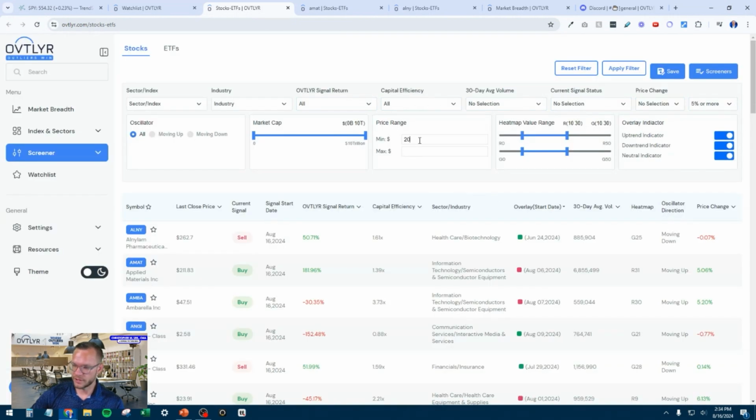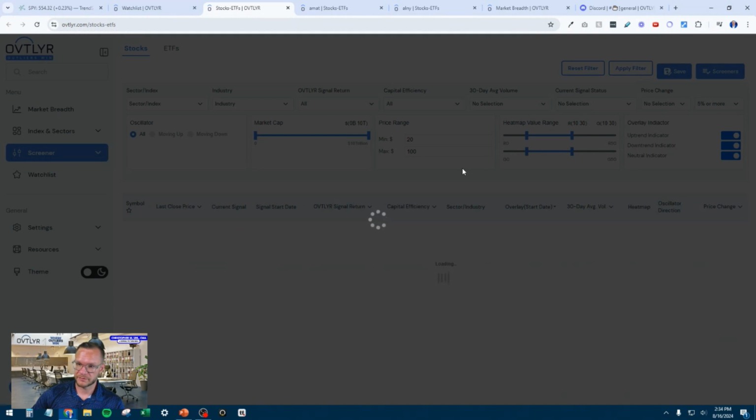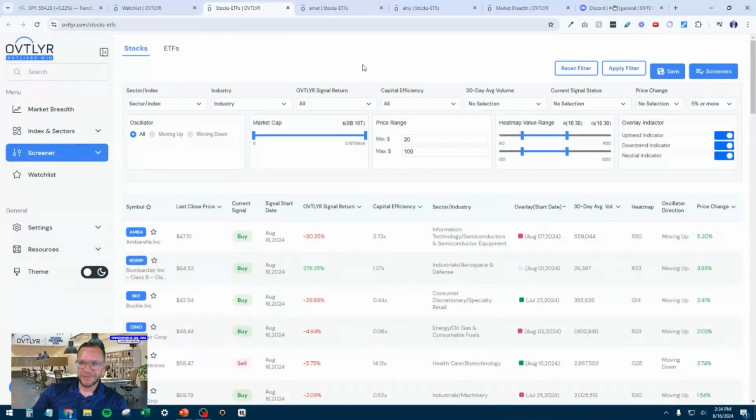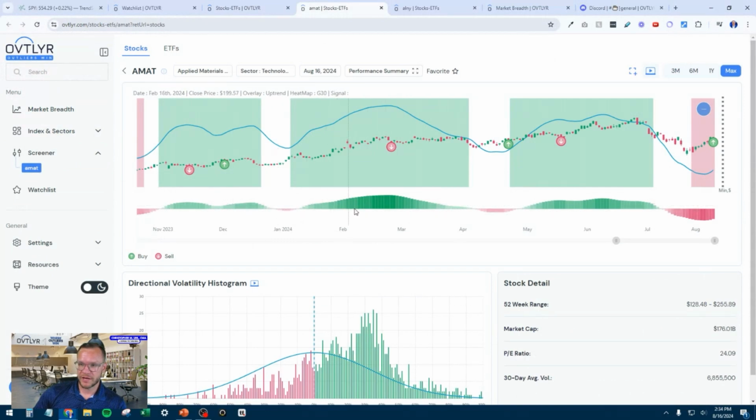And then I can say 20 and 100. And then apply filter. And then that'll show me the stocks that meet all the other criteria between 20 and 100. Takes just a second here. There we go. All right, so now heat map value. The heat map is this right here inside the chart.